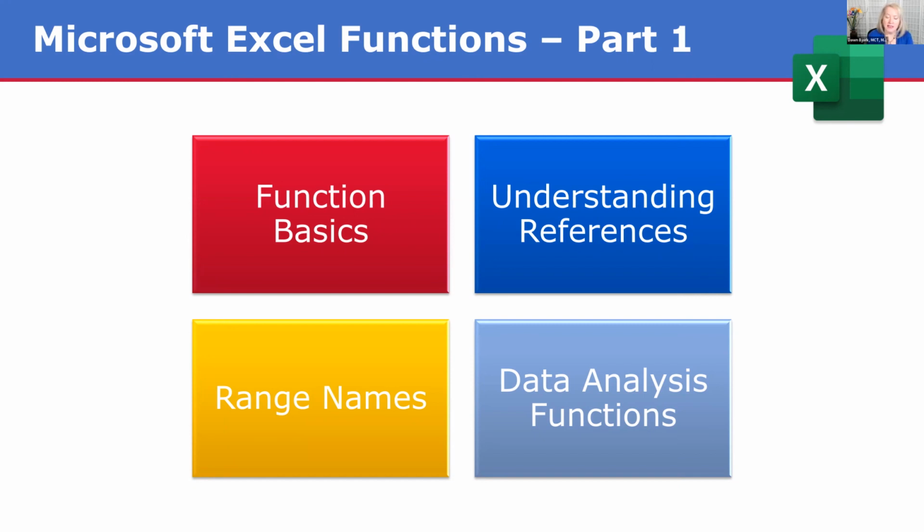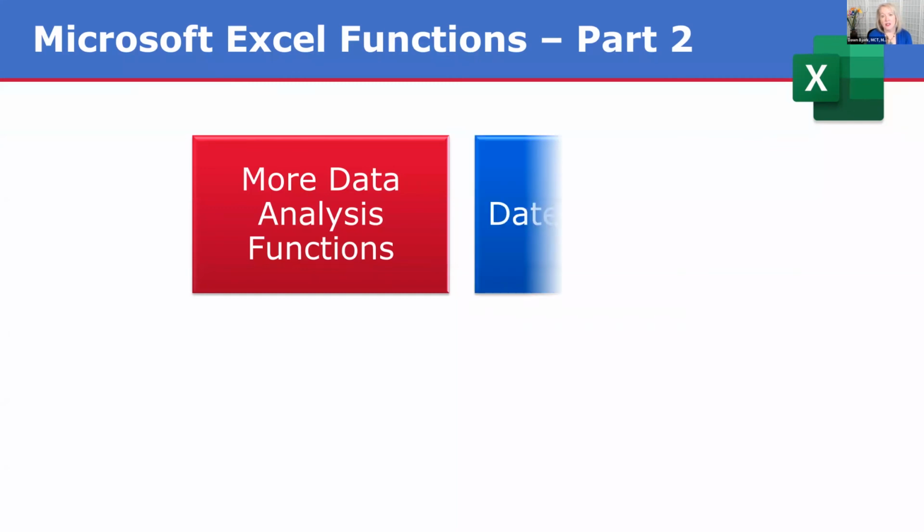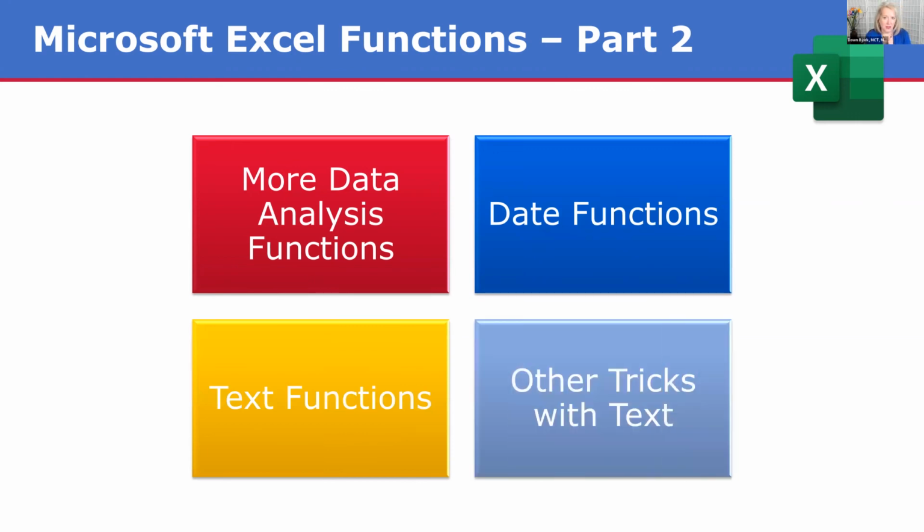Now, next month, we're going to continue our look and build on more data analysis functions. So this month, we'll be looking at things like IF, SUMIF, AVERAGEIF, and even one called IFS. Next month in February, this is going to be VLOOKUP, XLOOKUP. So some of those more complex ways to analyze our data. Additionally, we'll look at date functions and text functions and some other tricks with text that are built into Excel. So that's our plan as we explore Excel functions.